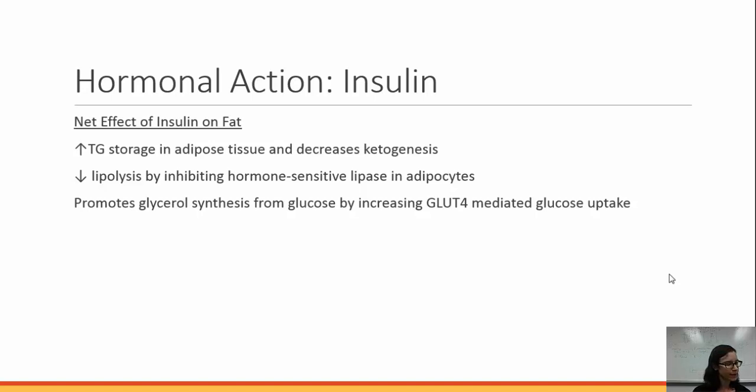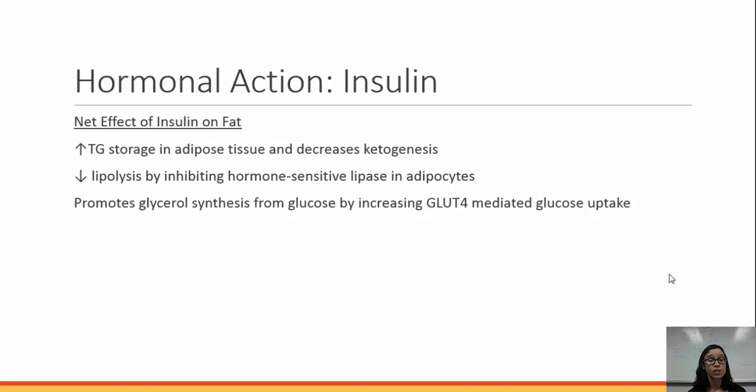It also decreases lipolysis by inhibiting hormone-sensitive lipase. So lipolysis is, just a reminder, the breakdown of lipids by hydrolyzing triglycerides into glycerol and free fatty acids. So it's saying we don't really need to break these down because we've got plenty of energy in our system.